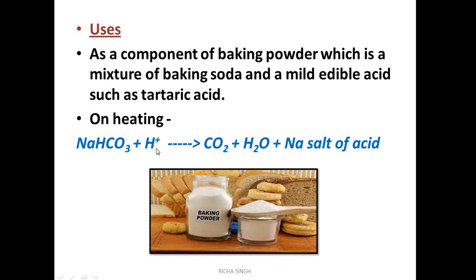So when this baking powder is heated while you are cooking, it will result in the liberation of carbon dioxide gas, water, and the sodium salt of that particular acid is formed. Suppose we are taking tartaric acid, so the salt formed will be sodium tartrate, and this carbon dioxide gas is released, which is responsible for the spongy nature of the food product. The cakes, the idli and all, they have a spongy texture because of the liberation of carbon dioxide gas.